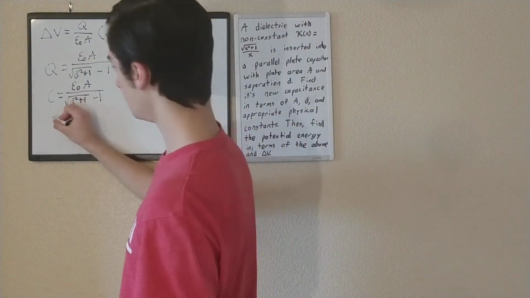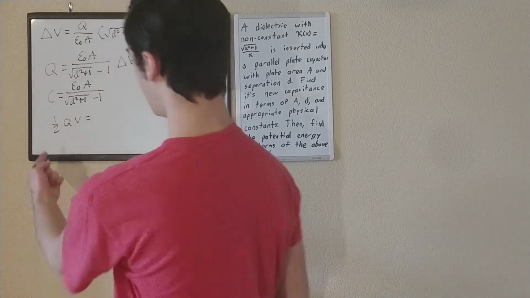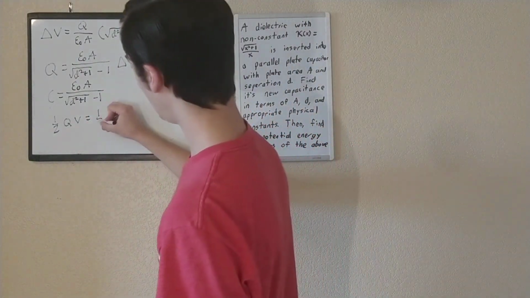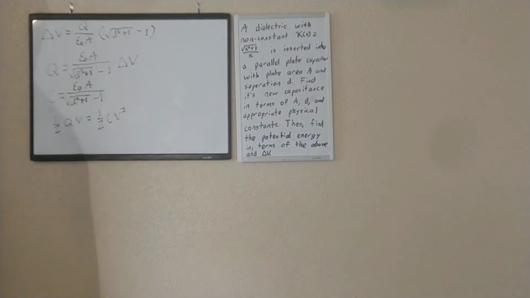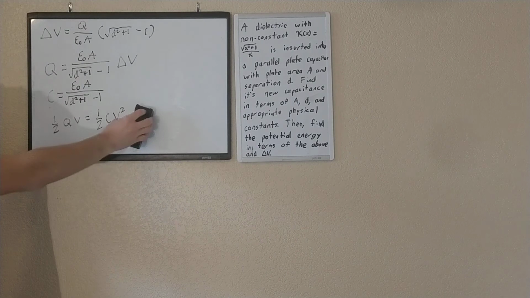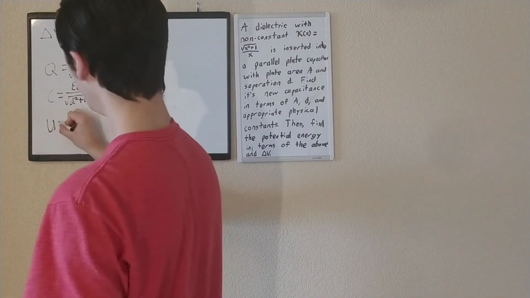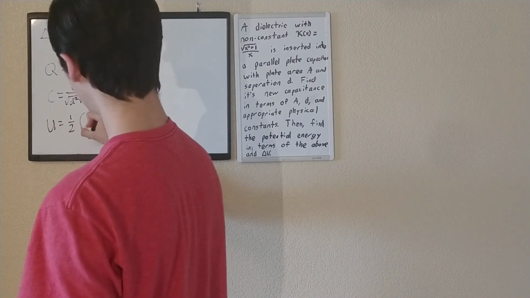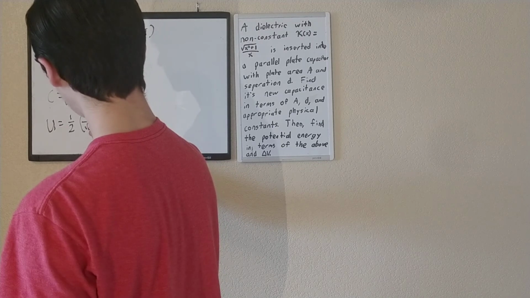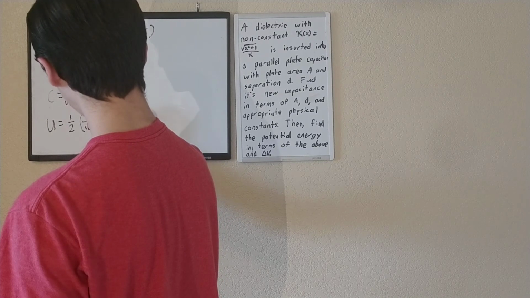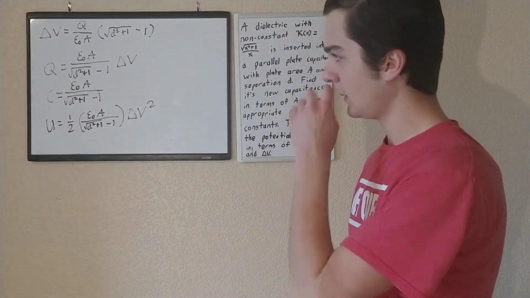We know that the energy of a capacitor is 1/2 QV, and Q equals C times V, so that's just 1/2 CV squared. So if we make that substitution using the second one right here, we're left with the potential energy equals 1/2 times the capacitance times the voltage squared. And that's it.